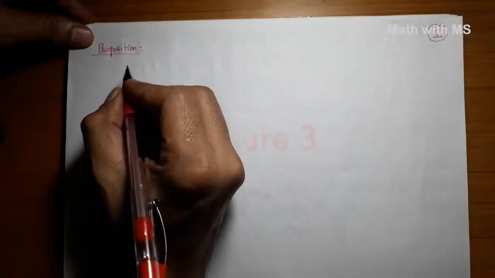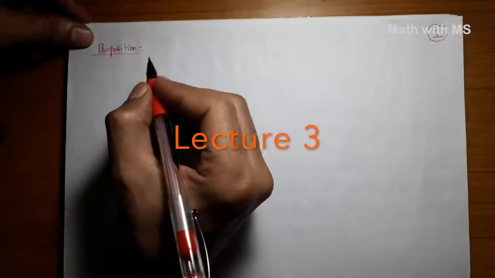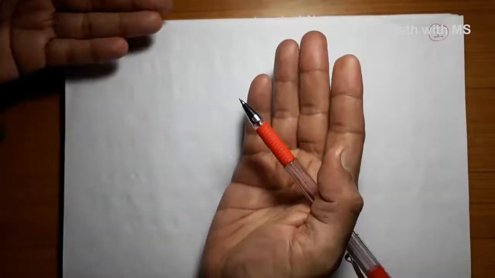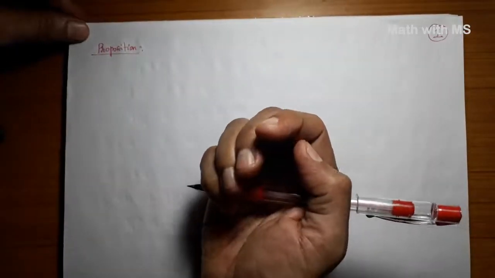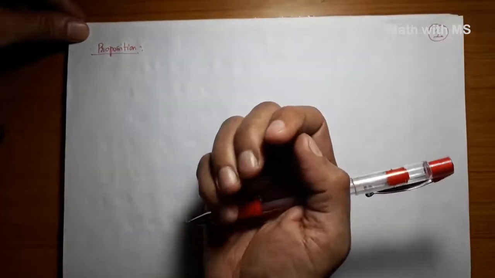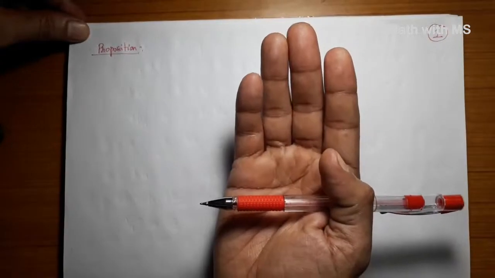Welcome to lecture 3 of the course Representations of Finite Groups. In the last class, we defined what is an irreducible representation. We also defined what is a completely reducible representation and what is a decomposable representation.